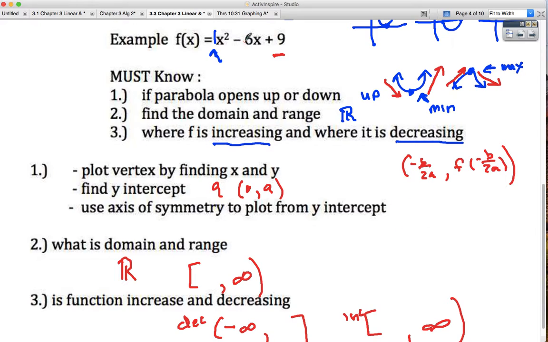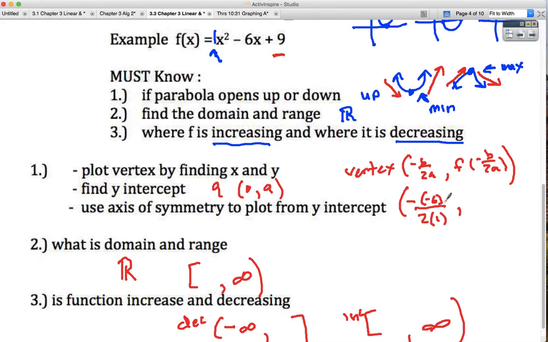So I look and I see that b is negative 6. So my vertex is going to be negative b over 2a, that is 6 over 2a, and a happens to be 1. And then I'm going to plug this number into the function. So I'm going to determine what this is.